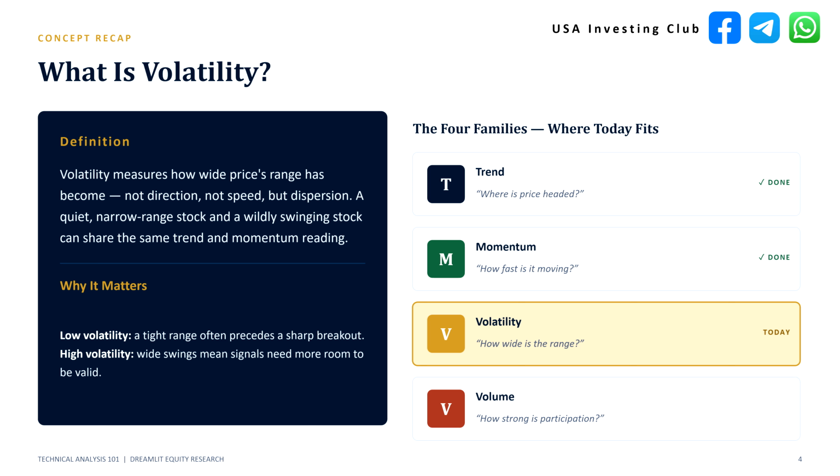Zoom out to the four families of technical indicators: trend, momentum, volatility, and volume. Trend occupied day 1, asking which way. Momentum occupied day 2, asking how fast. Volatility is today's subject, asking how wide. And volume, still ahead of us on day 5, asks how strong the participation behind a move actually is. Keeping these four questions distinct is what prevents indicator overload later in this course.